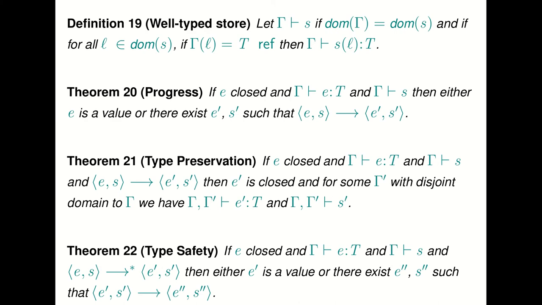And so now with this notation, with this definition of what a well-typed store is, we're able to extend each of the statements for progress and preservation. So now we can say for progress that if you have a closed well-typed expression and a well-typed store with respect to gamma, then either E is a value or it can make progress. And once you have progress, we can prove preservation.